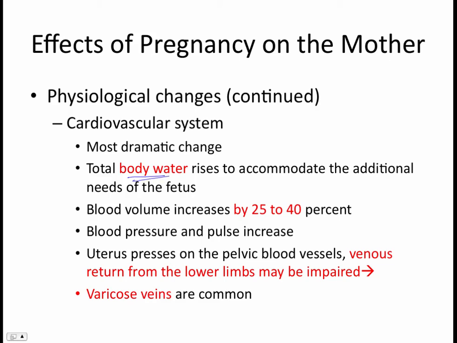Total body weight and water levels rise because we have additional needs for that fetus. Blood volume increases 25 to 40%. Also, if we look at the pressure from that developing embryo and fetus on our pelvic blood vessels, this is going to reduce the ability for venous return from the lower limbs, giving rise to varicose veins, more pressure on the lower limbs, and also edema.